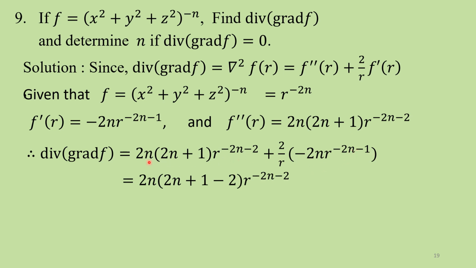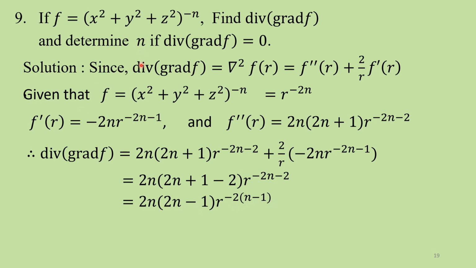So I can take the common term, that is 2n into r power minus 2n minus 2 taken out. So remains 2n plus 1, and here it is minus 2. But 2n plus 1 minus 2 is 2n minus 1. So I have the final answer, divergence of grad f, where f equal to x square plus y square plus z square power minus n, is 2n into 2n minus 1 r power minus 2 times n minus 1.